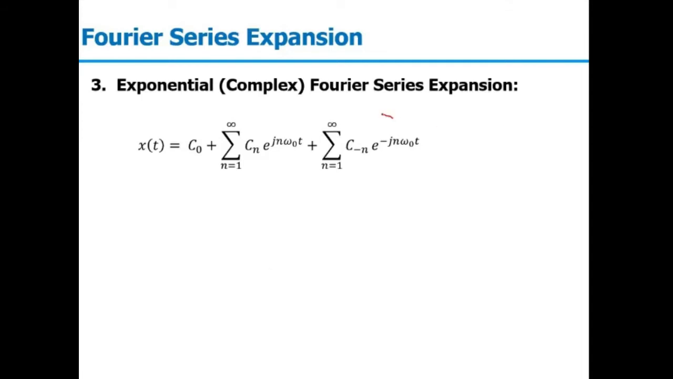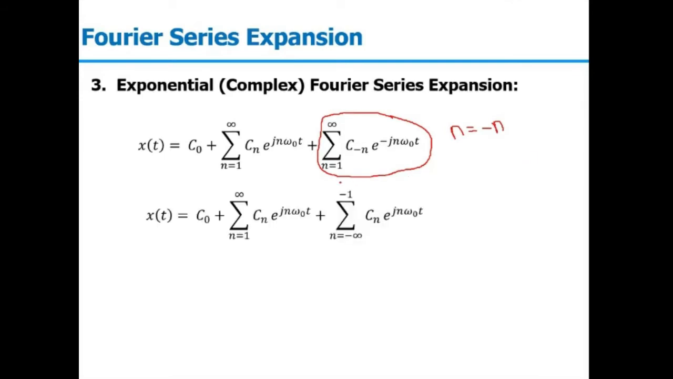So here, if you see this term, we can have an image of this term. That is, we can replace n by minus n, so the limit will also be replaced. So when n goes to minus n, the limit will go from minus 1 to minus infinite, or we can say the limit is going from minus infinite to minus 1. c n, n going to minus n, so it will be c n e power j n omega naught t.